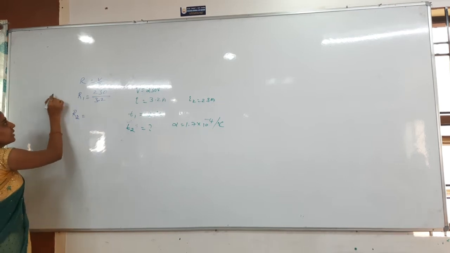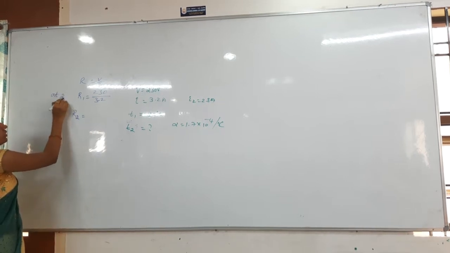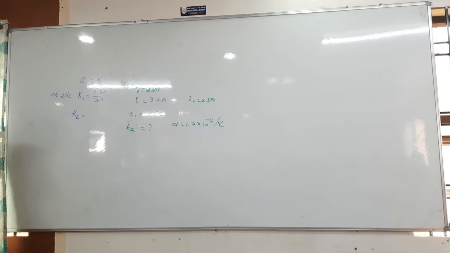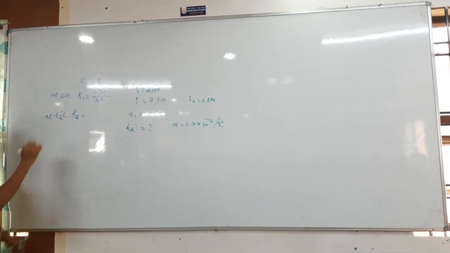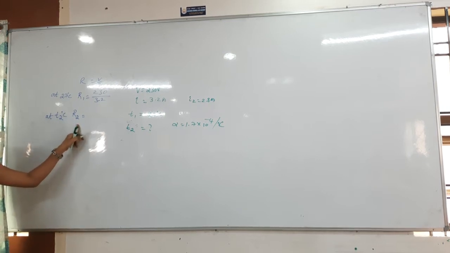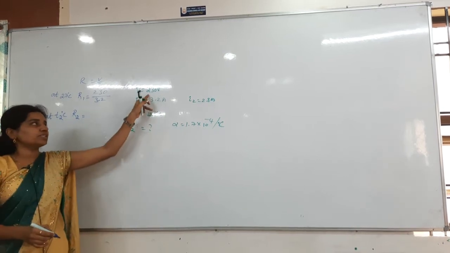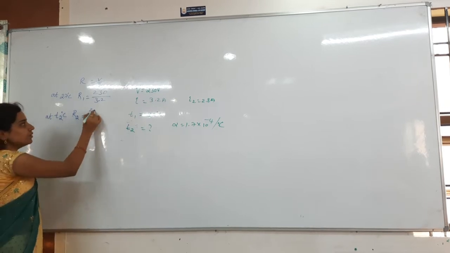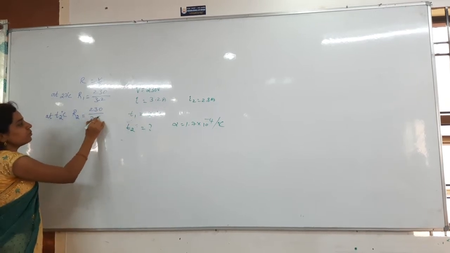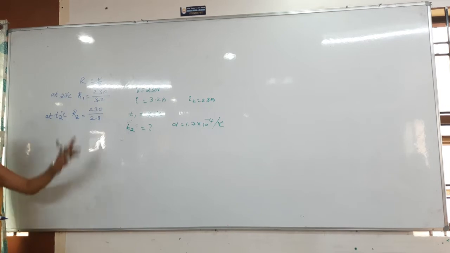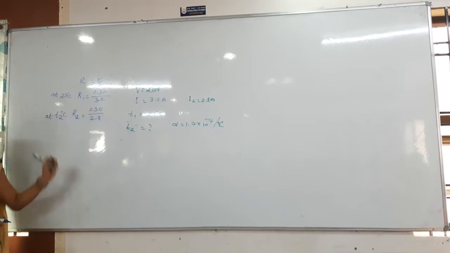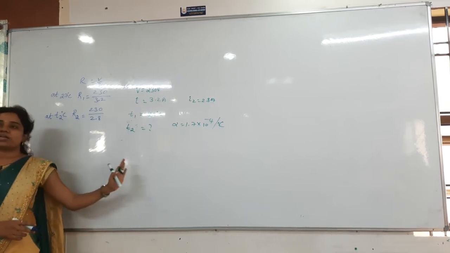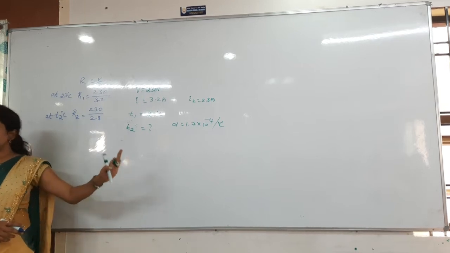R2 is at what temperature? Not room temperature, 27 degrees Celsius; at some temperature I don't know, that is T2 degrees Celsius. R2 is again voltage by current only: 230 divided by 2.8 amperes. That is R1 and R2. R1 at 27 degrees Celsius, R2 at T2 degrees Celsius. What formula do you have to use? Obviously, alpha is equal to (R2 minus R1) by (R1 T2 minus R2 T1).